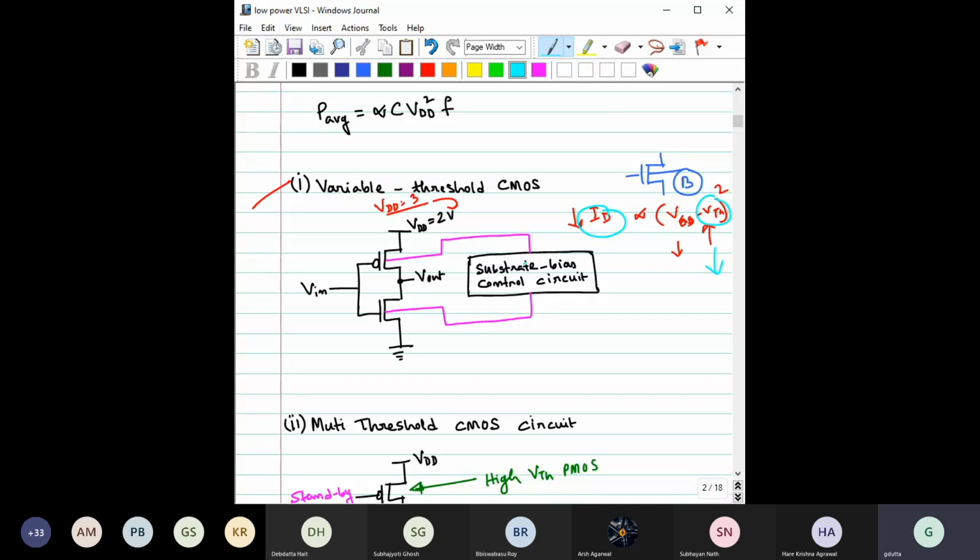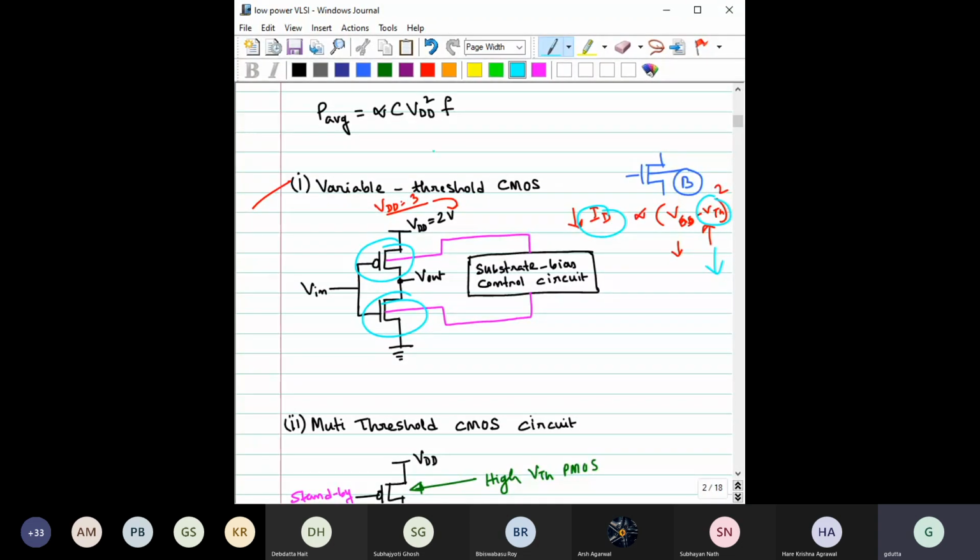Right? So how can you do that? That is what this circuit does. During the on state, when the transistors are conducting, this circuit lowers the threshold voltage of this PMOS as well as this NMOS. Lowering the threshold voltage means the driving current is increased, so the delay would be significantly reduced.